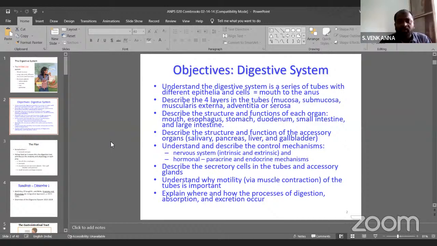The next objective is to describe the structure and functions of each organ: mouth, esophagus, stomach, duodenum, small intestine, and large intestine. Each and every organ and its functions will be covered in the digestive system, and they support converting complex compounds into simple compounds.